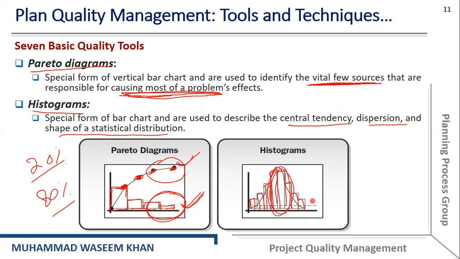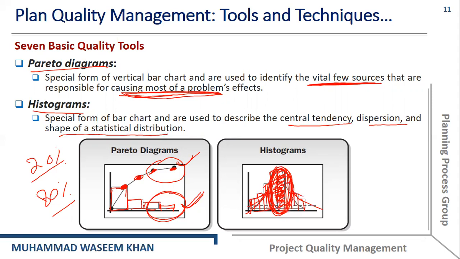And when we plot it in the form of the histogram, it gives us the shape of the statistical distribution of that particular data. And you can see the center is the mean or the average of that data. So when your data is near the center of this graph, that means that your project or process quality is good.